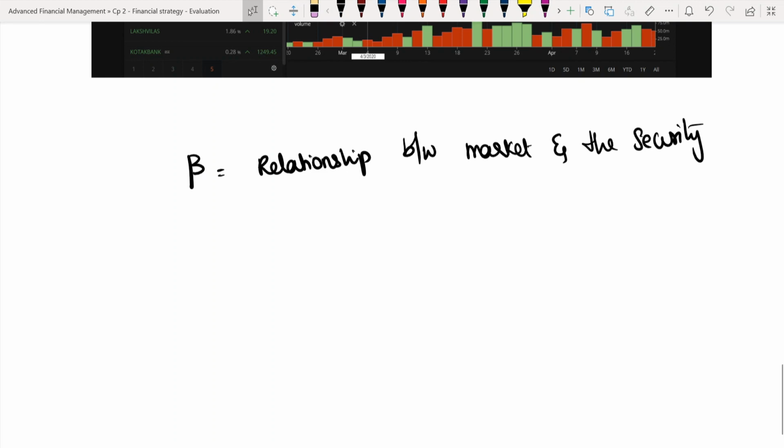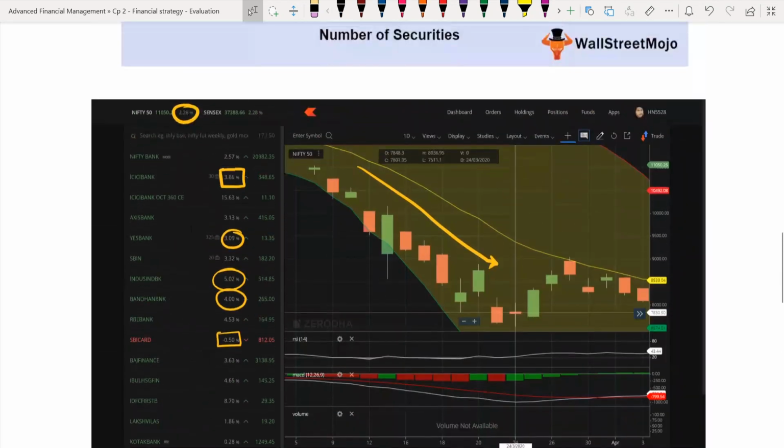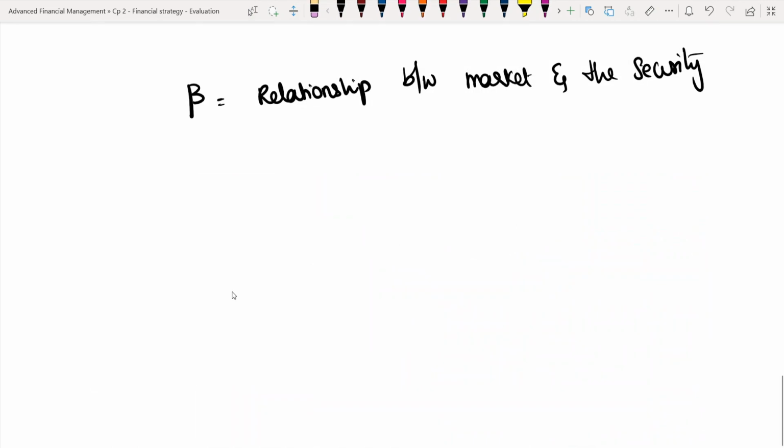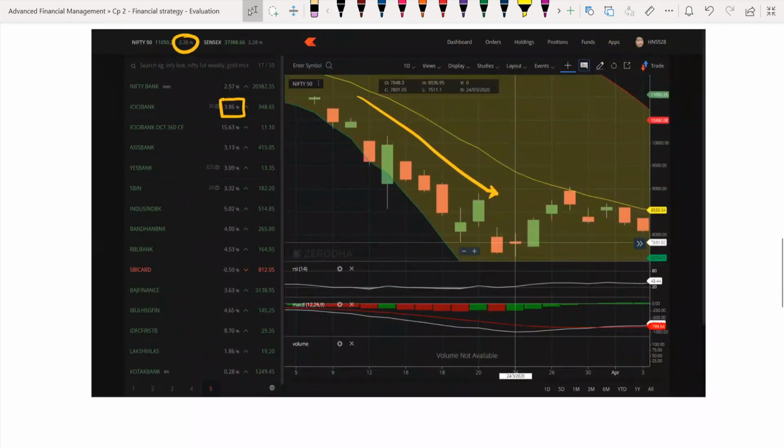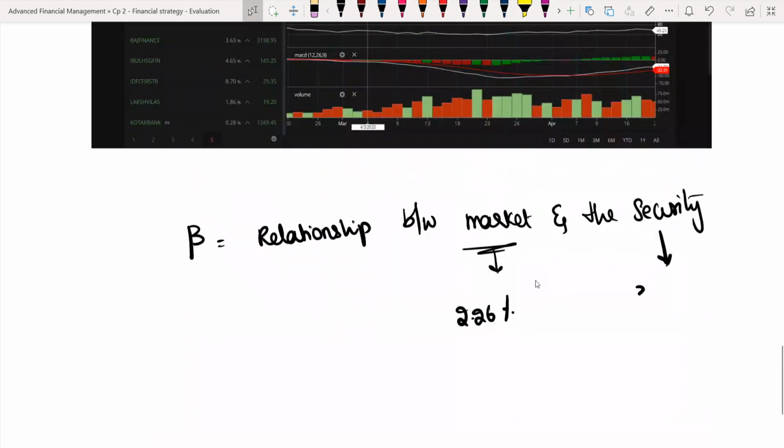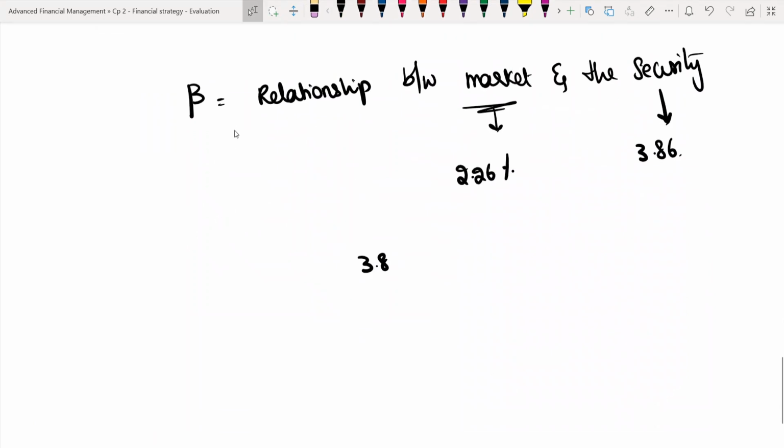Okay, see, if I calculate beta factor for ICICI, let's say for ICICI, see here, Nifty increased by 2.26%. So change in market is how much here? 2.26%, whereas the underlying security has changed by how much? 3.86. So I can say that the beta, the relationship is 3.86 divided by 2.26. That means how much will that be? Somewhere around 1 point something. 3.86 divided by 2.26, that's 1.71 roughly.